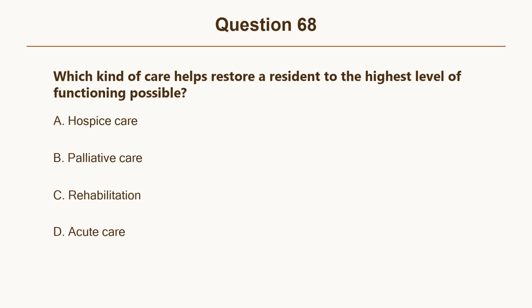Question 68. Which kind of care helps restore a resident to the highest level of functioning possible? Option A, hospice care. Option B, palliative care. Option C, rehabilitation. Option D, acute care. The correct answer is option C, rehabilitation.